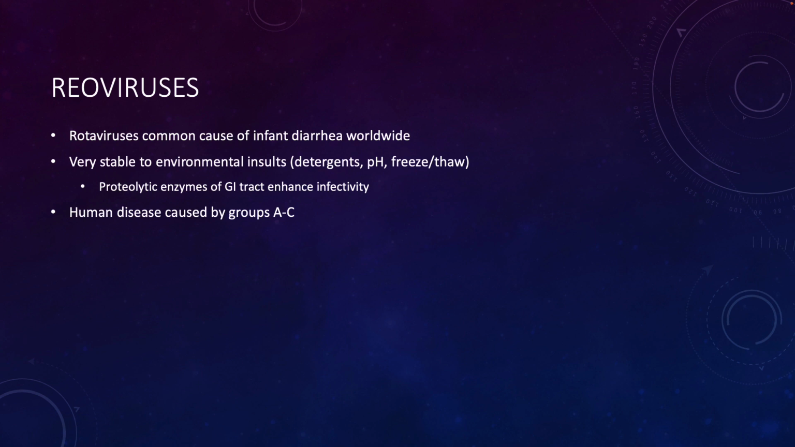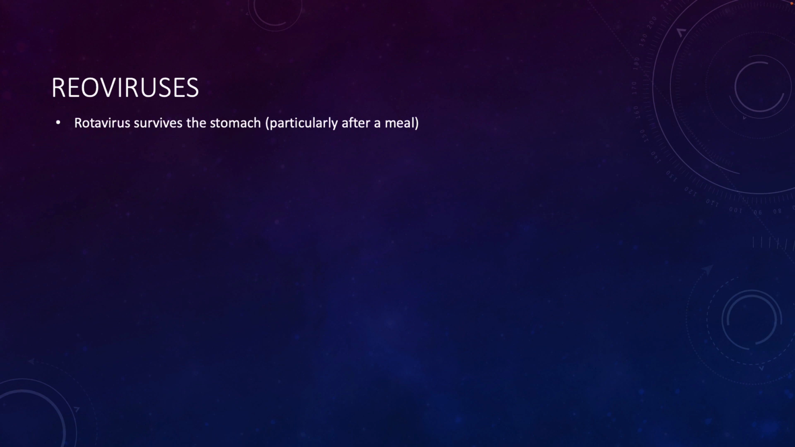Because it has that double capsid, it is very, very stable to all sorts of environmental insults, including detergents, low pH, freeze-thaw cycles. And in fact, the proteolytic enzymes in the GI tract actually help enhance its infectivity. Human disease is caused by groups A through C of the rotaviruses. As I mentioned, they are really great at surviving in the stomach, especially after a meal. Remember, when you eat, it temporarily raises the pH of your stomach because some of the things you've consumed can help neutralize the stomach acid. So you have not only the double capsid providing stability in the face of acid, but you also have a slightly increased pH, which is less stressful.